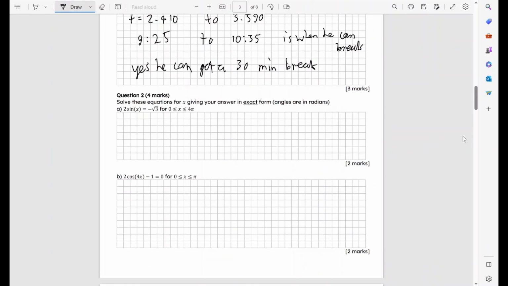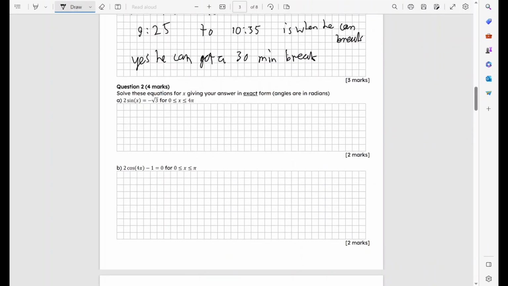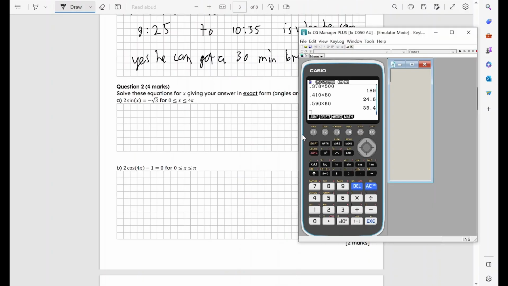All right, so next we're going to solve these equations in exact form. Remember, angles are in radians. So there are ways to sort of cheese this and get an idea of what to expect. So it's asking for 2 sine of x equals minus root 3. So you're not at all supposed to do this on your calculator, but you can just have a cheeky look and see what you're expecting. So 2 sine of x should equal minus root 3. So we'll put all that in. We'll draw it. But really importantly, before we draw it, I want to set up my window to only go from 0 to 4 pi.